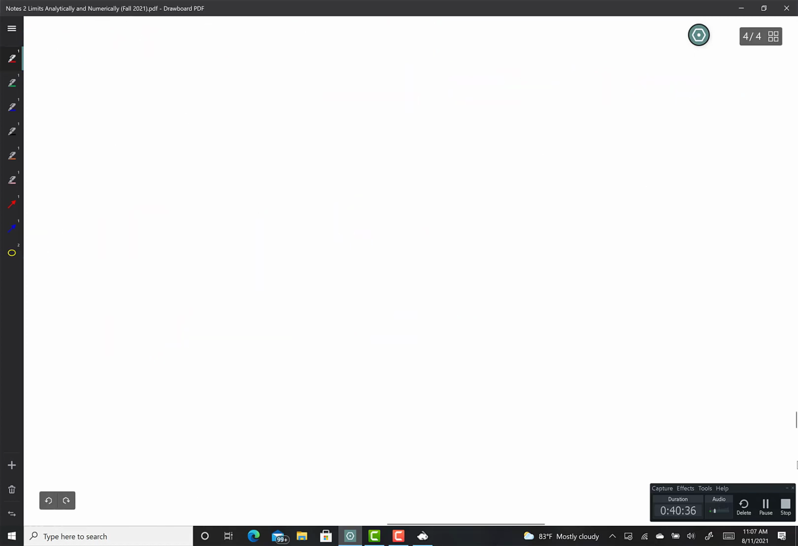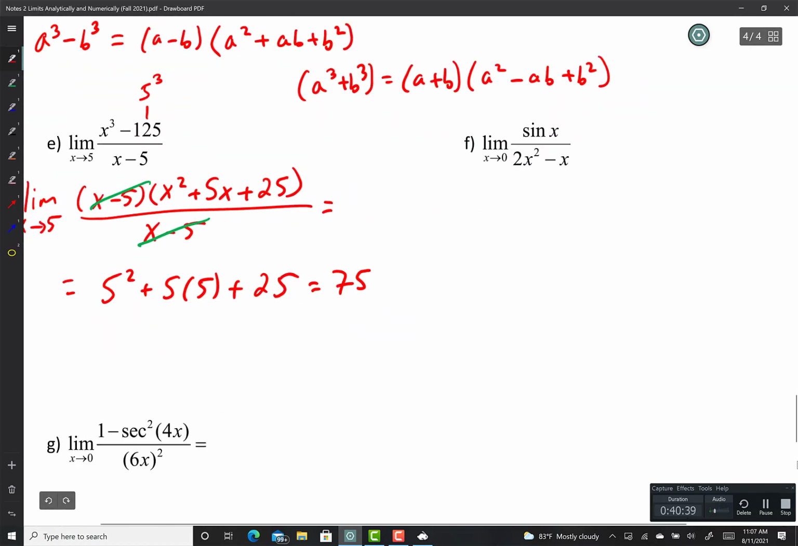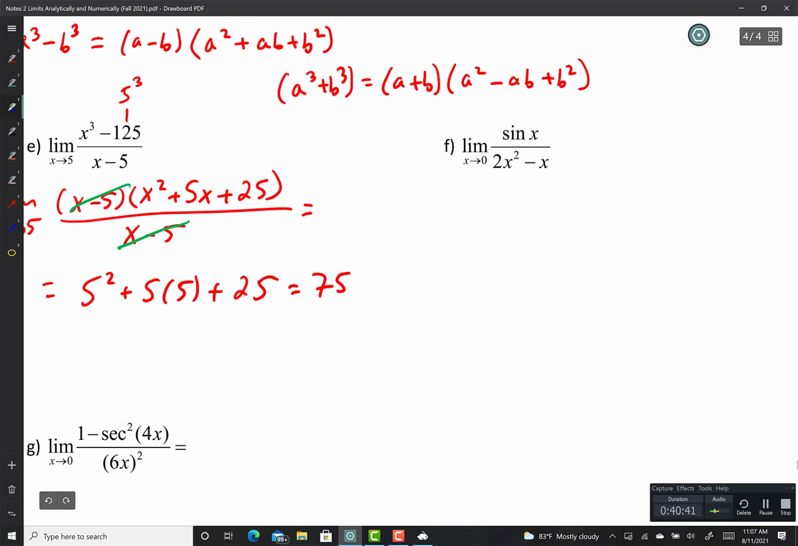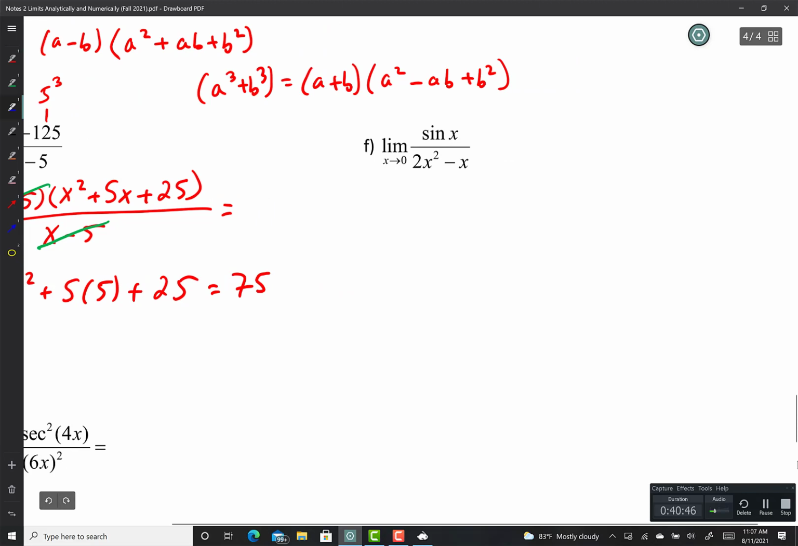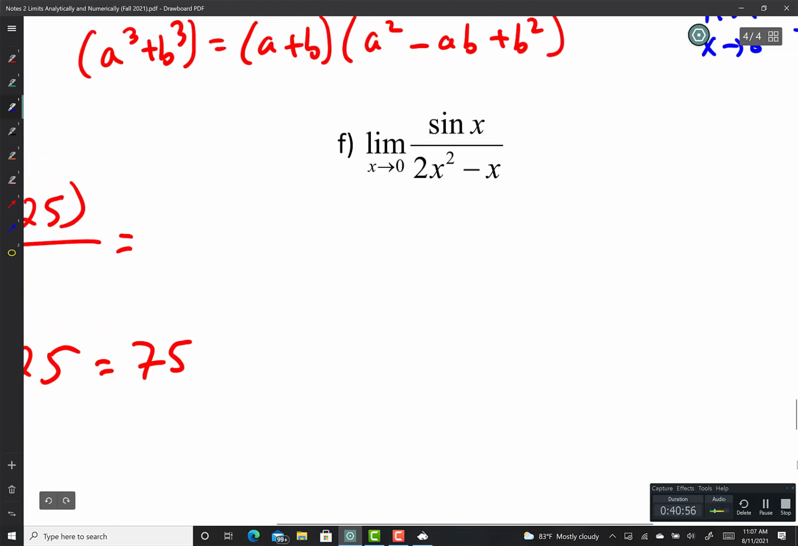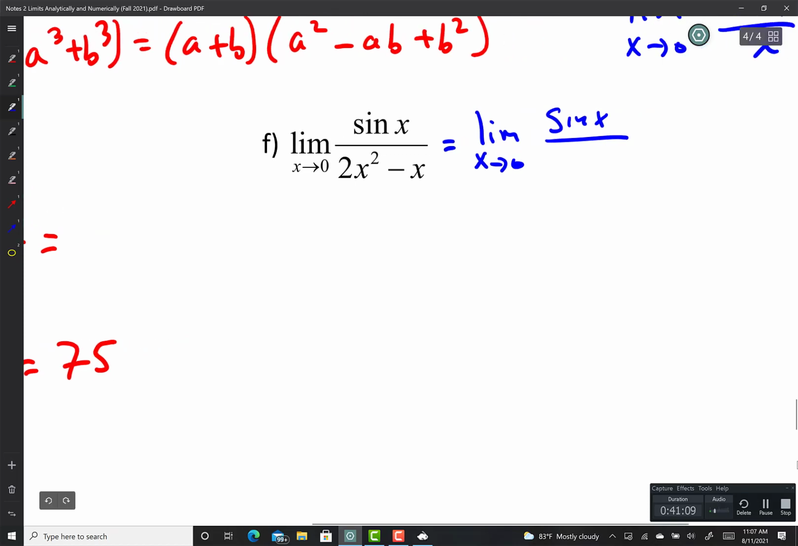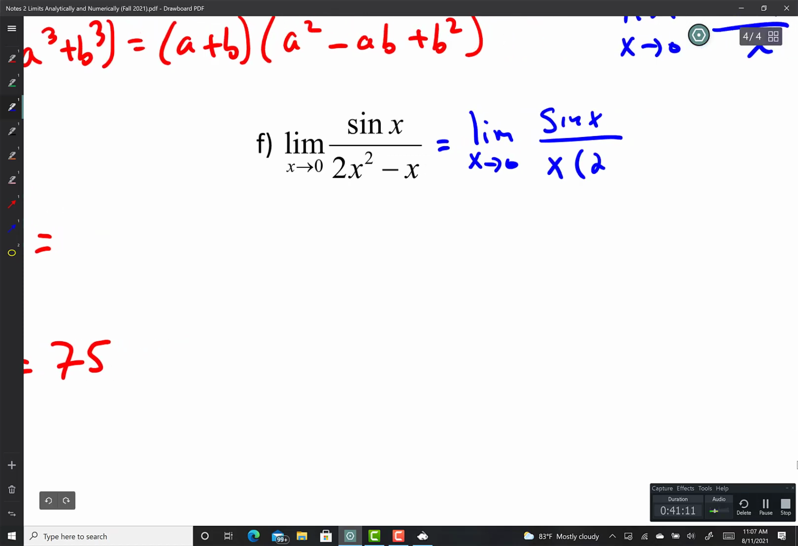Sorry. All right, Chavez. But what about letter F? I don't know what to do with that. As soon as you see a sin X, the only rule we know is what? That's all we know. Sin X over X. That's all we know right now. So, look at the numerator on that one. That's giving you a huge hint. Limit, as X approaches 0, of sin X over, what can I factor out in the denominator? An X, and you're going to have 2X minus 1.